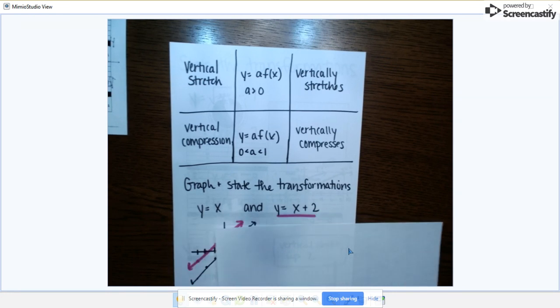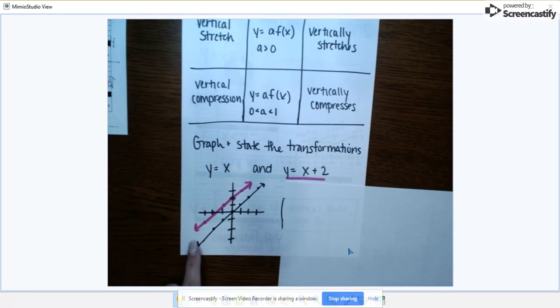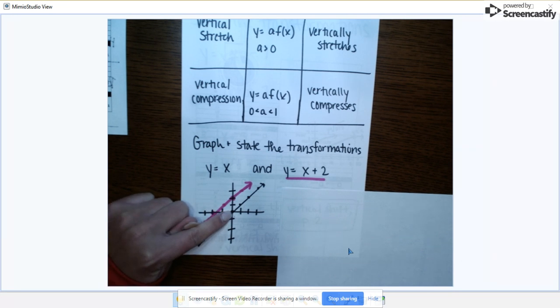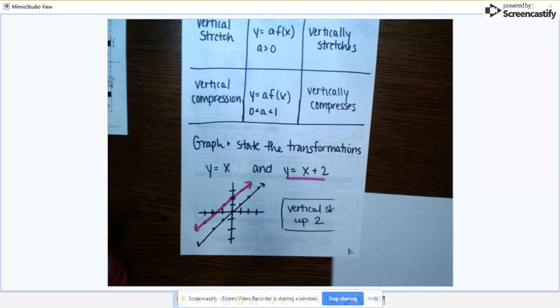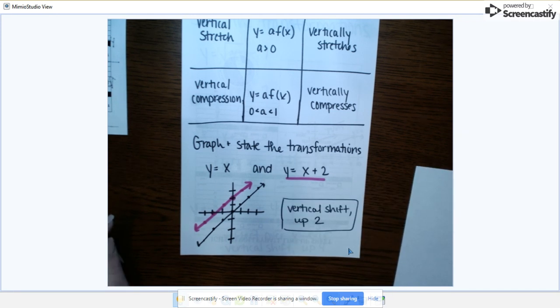But I went ahead and graphed these. The black line is y equals x, and then the pink line is y equals x plus 2. And it does indeed appear that we took our black line and shifted it up 2 to get that pink line. So it is a vertical shift up 2 units.